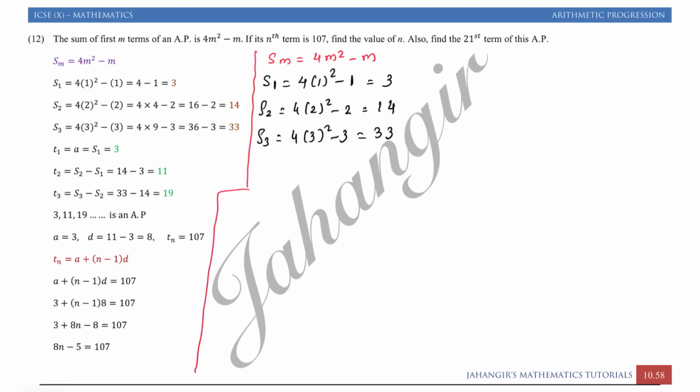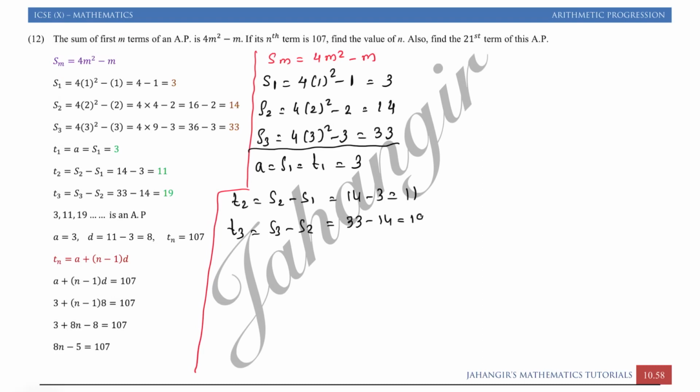Hope you understood this. So now the first term A is S1, that we can write as T1 also. So the first term is 3. The second term T2 is S2 minus S1, which is 14 minus 3, equal to 11. T3 I can write as S3 minus S2, that is 33 minus 14, which is equal to 19. So my sequence is 3, 11, 19, and so on, in which my first term is 3, common difference is 11 minus 3, which is equal to 8.